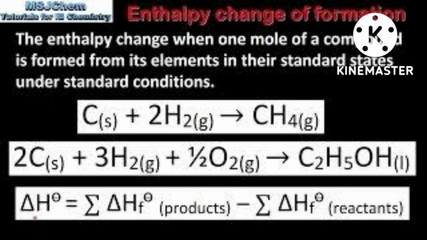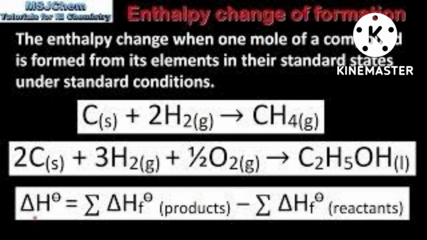Okay, now I am telling you another example. Carbon means graphite, solid graphite I am talking about. Carbon plus hydrogen gas, then in bracket you write g. When carbon and hydrogen gas react, what will it form? It will form methane gas, CH4.